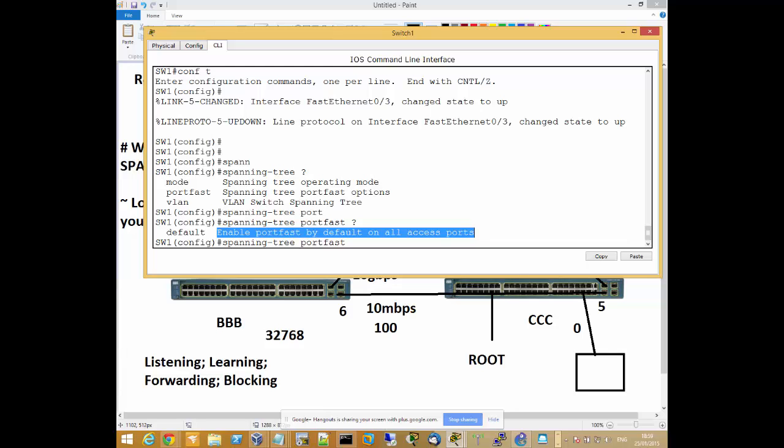So I have to go through all the ports and say, hey, you're an access port, and then configure spanning-tree portfast on it. So that's the point of spanning-tree portfast.